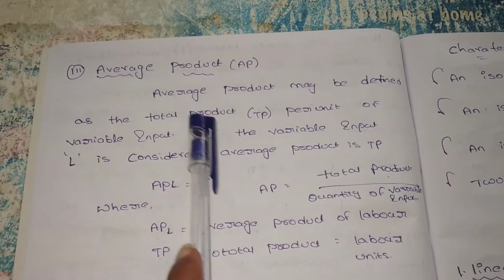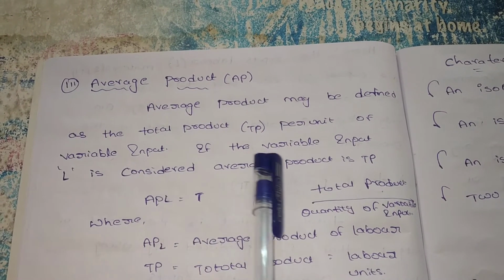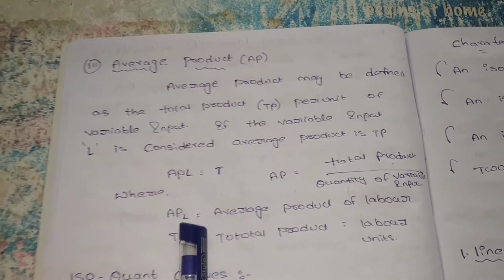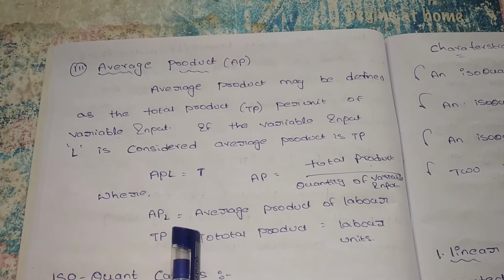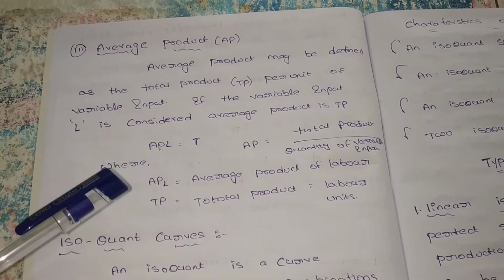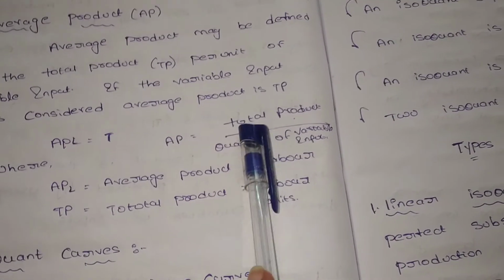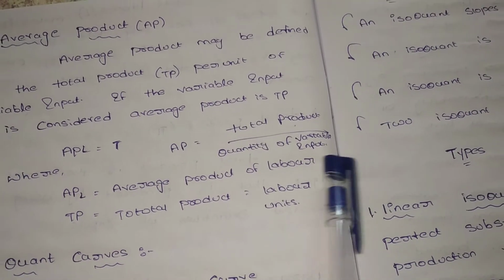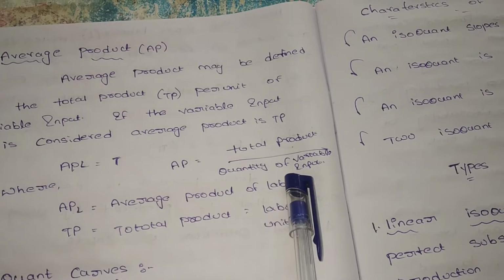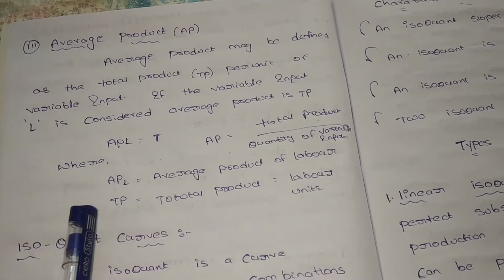Next, average product. Average product may be defined as the total product per unit of variable input, if the variable input L is considered, that is TP. Let's see here. What is average product? Total product per unit employed of the variable input. How much total product are we deriving for our average inputs? Formula, let's see here: total product divided by quantity of variable input. How much total product are we deriving by the average quantity of variable input? How much input are we taking, and for that input how much output are we deriving?